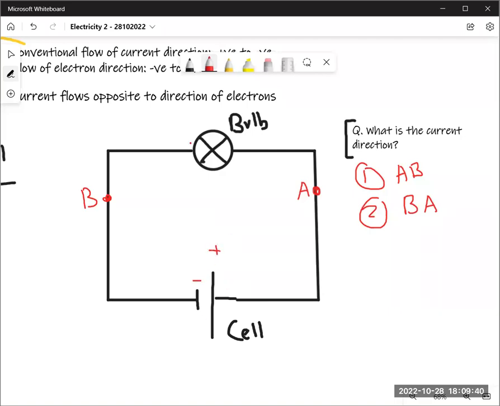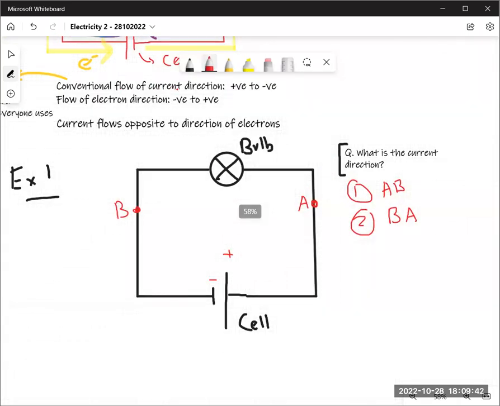Fine. And from here, read the conventional flow of the current direction. What is it? From positive to negative. So it will go like this.